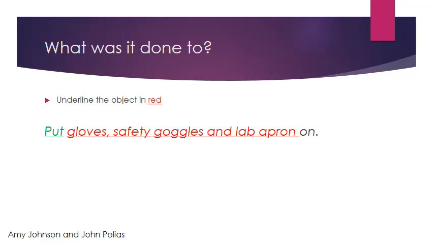Next thing, what was it done to? Well, it was done to the gloves, what was put on? What was put? The gloves, the safety goggles, and lab apron were put. So we have to underline them red because they're the object in this sentence. And it's a rather long object in this sentence. Sometimes it's just one thing.